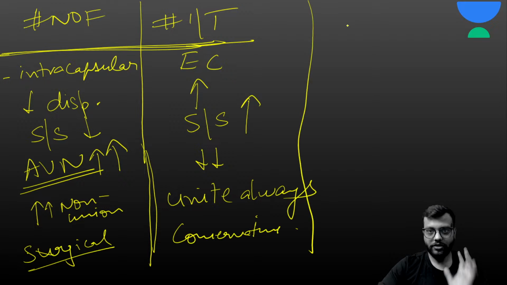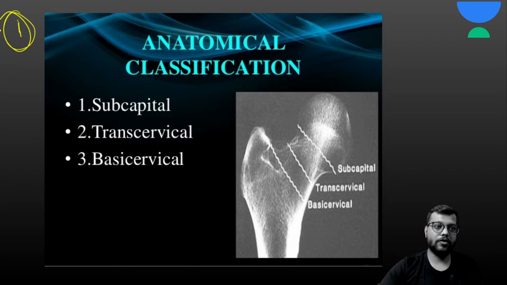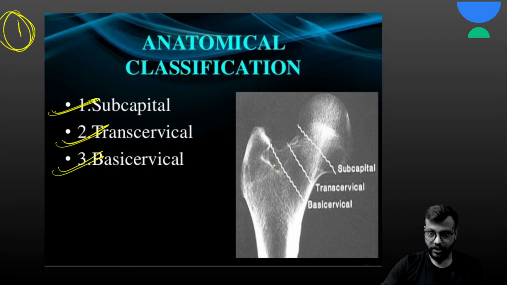The neck of femur fractures are classified in three ways. The first classification is based on the anatomical location of the fracture line. If it is near the head, it is subcapital, then below that transcervical, and basicervical is just near the GT. This is your anatomical classification of the neck of femur fracture.